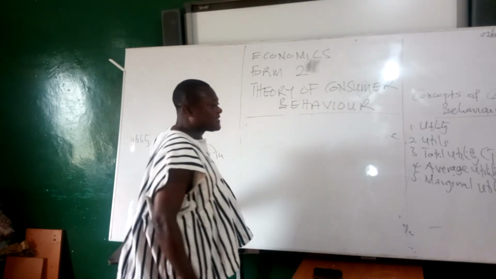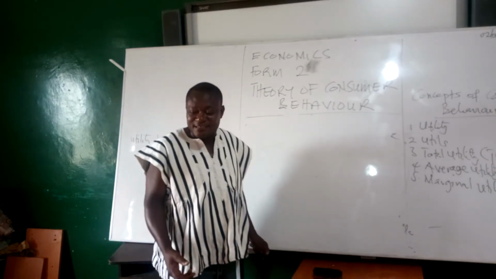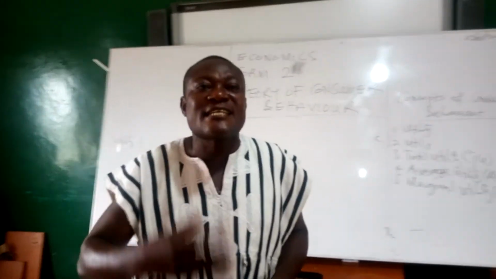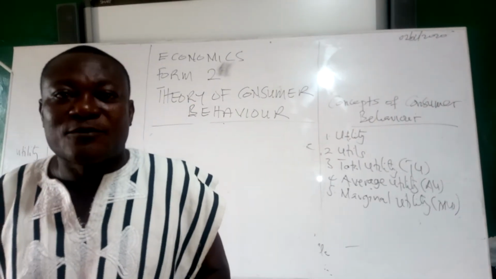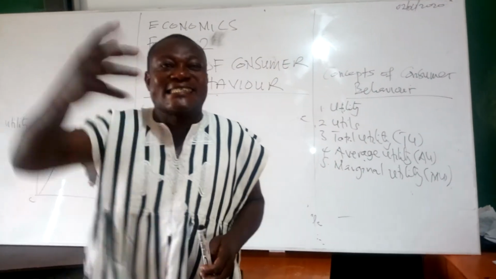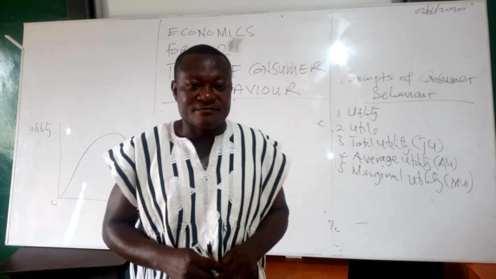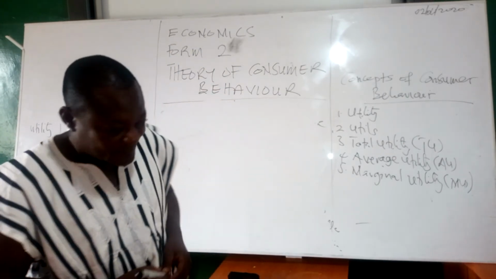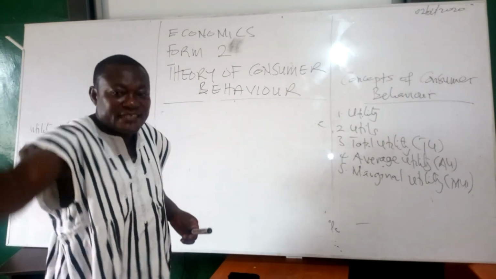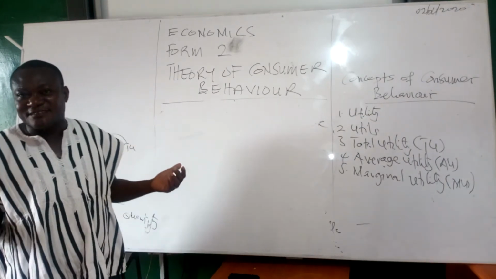Now the next point is marginal utility. What is marginal utility? Marginal utility is the additional satisfaction a consumer receives when he consumes an additional quantity of the commodity. The addition received for consuming an addition of the commodity. How is it calculated?